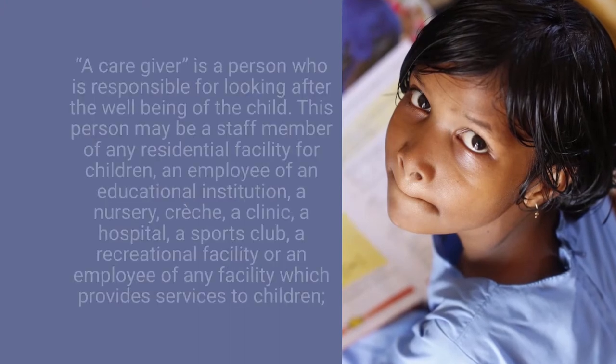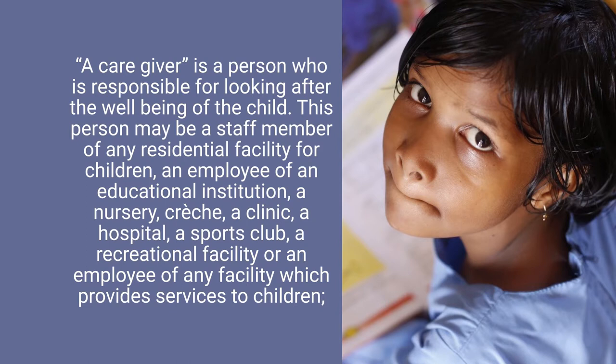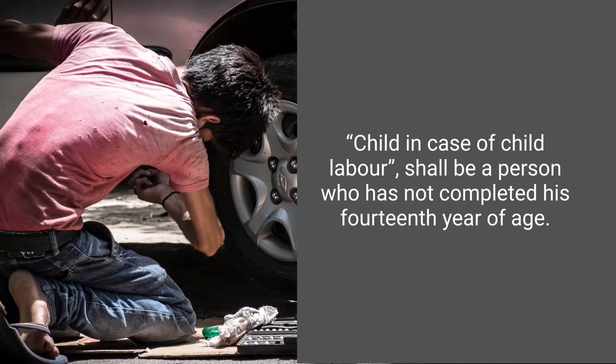Now, Section 2B defines a caregiver. A caregiver is a person who is responsible for looking after the well-being of the child. Just think about your parents, and about different institutions of shelter under the different legislations. This person may be a staff member of any residential facility for children, an employee of an educational institution, a nursery, a crèche, a clinic, a hospital, a sports club, a recreation facility, or an employee of any facility which provides services to children. So this is a very exhaustive definition of a caregiver, and it fixes the responsibility of a caregiver because the caregiver has to look after the well-being of the child, and well-being of the child means a lot.